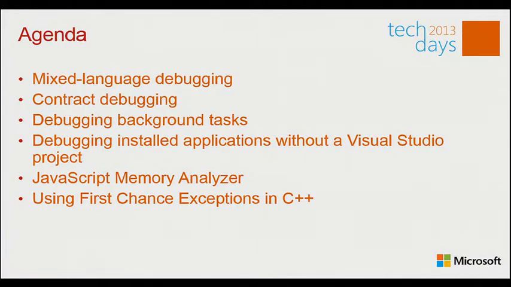First, I'm going to talk about mixed language debugging. Windows Store applications can be written in VB or C#. They can be written in native C++, or they can be written in JavaScript. A lot of apps are actually using more than one of those. So I'll talk a bit about that. Then I'll talk about what contracts are and how to debug those.